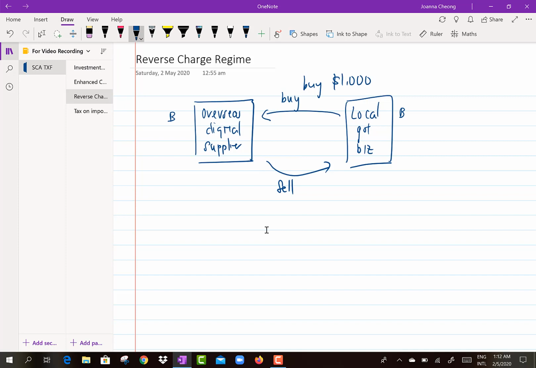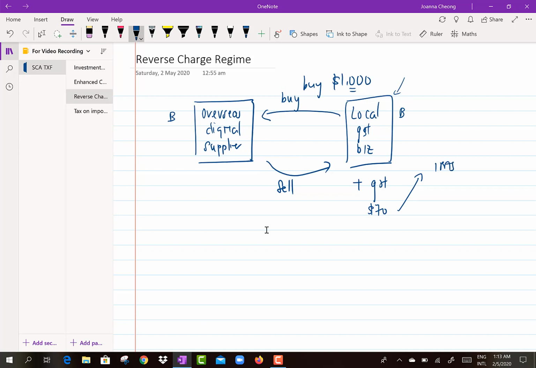So what happens is this: when this local GST business pays the money to the overseas supplier, at the same time they will need to charge themselves GST. This GST will still be at the rate of 7%. So let's say the value of the supply is $1,000 plus GST 7%. They will need to take out an additional $70, and this $70 will be given to IRAS.